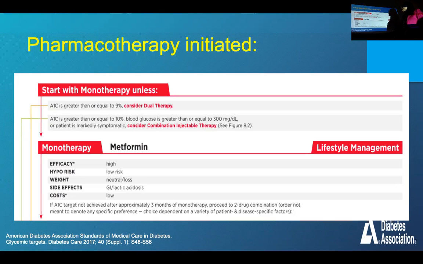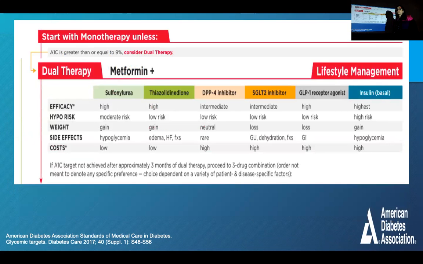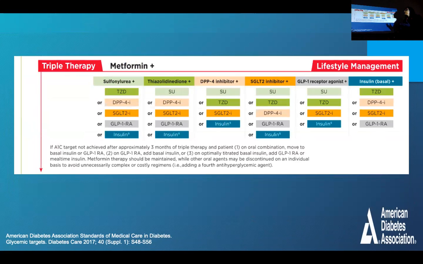However, if the patient is not controlled, or the patient is already starting with a glycated hemoglobin of more than 9%, they would be switched to dual therapy, where metformin and lifestyle modification are combined with any of these classes. We're talking about sulfonylureas, thiazolidinediones, the dipeptidyl peptidase inhibitors, SGLT2 inhibitors, and insulin, the basal insulin. If there is no control, then patients will be switched to triple therapy: metformin, lifestyle modification, and 2 of these medication classes.